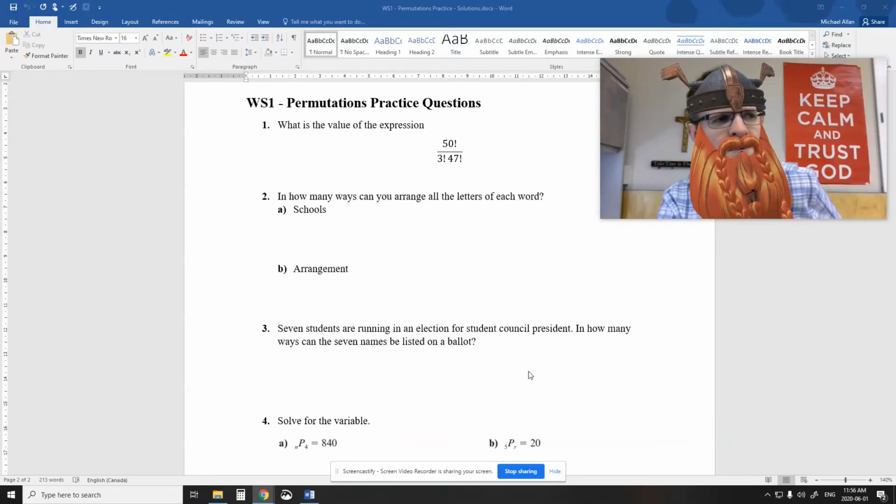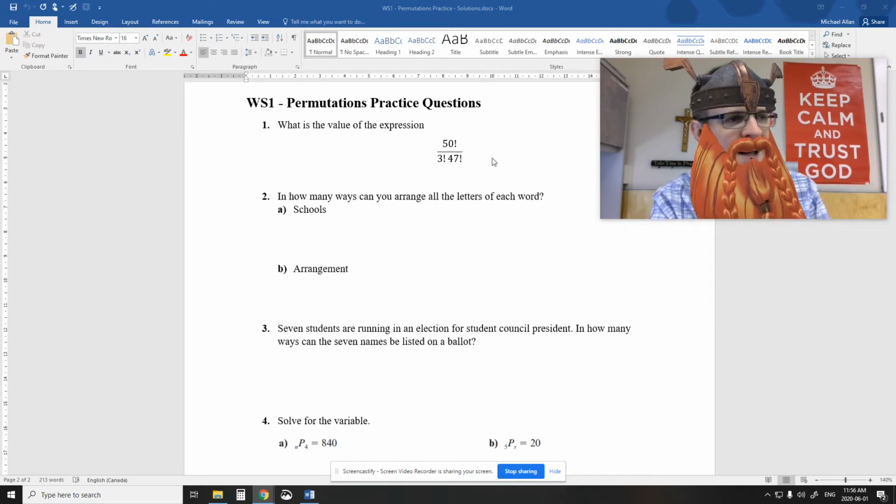Hey, Math 30-1s. We're going to go over our worksheets here. We're going to do worksheet number 1. What is the value of this expression?